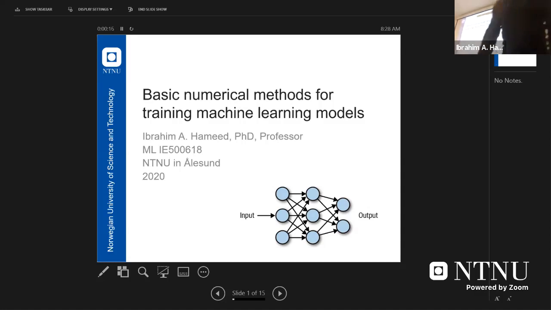So today, in fact, because I got some questions from some people that we need to go to this error backpropagation and we need to implement it, for example. It's not very important because anyway you will use the tools, but maybe it's important to understand the concept behind it. So today we will talk about basic numerical methods for training a machine learning method.